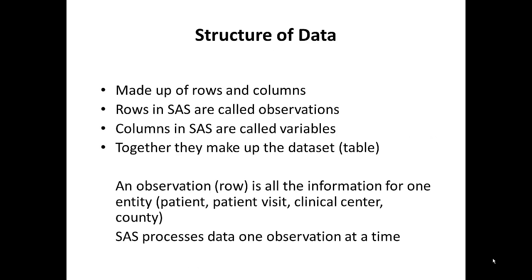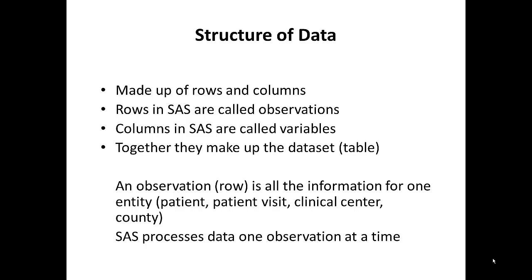Before looking at a SAS program, let's make sure we understand the structure of data and some of the terms SAS uses to describe data. Data is made up of rows and columns. This structure is found both in the raw data and in a SAS data set. Rows in SAS are referred to as observations. Columns in SAS are referred to as variables. The rows and columns together make up the data set, sometimes called a data table.